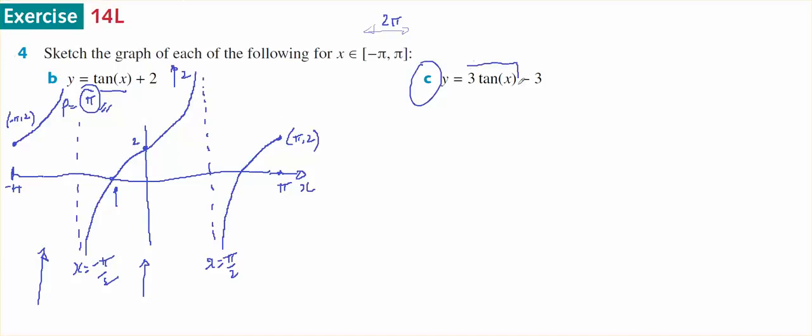I've got 3 tan of x minus 3, so we're going to move it down 3 units. My period is still pi, so my asymptotes are going to be identically the same as this curve over here, except instead of moving it up 2 units, I'm going to dilate it by a factor of 3 and then move it down 3 units.